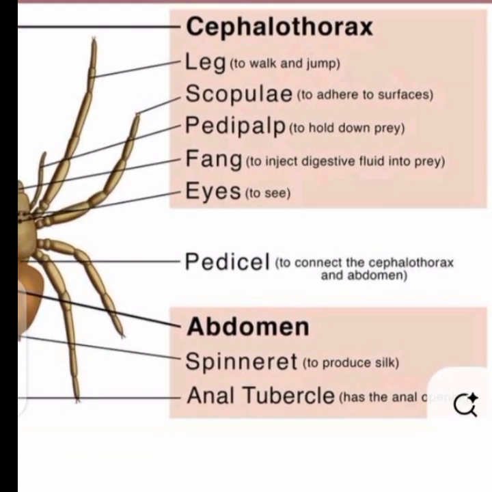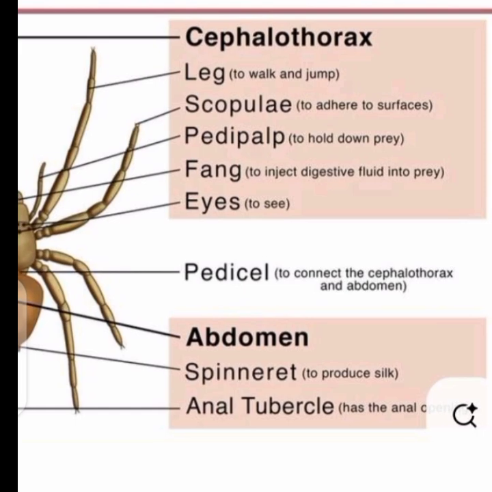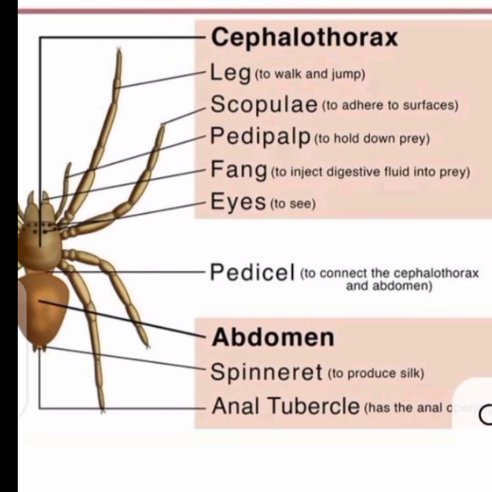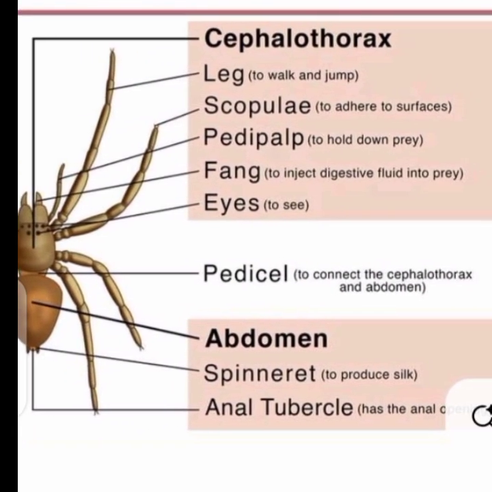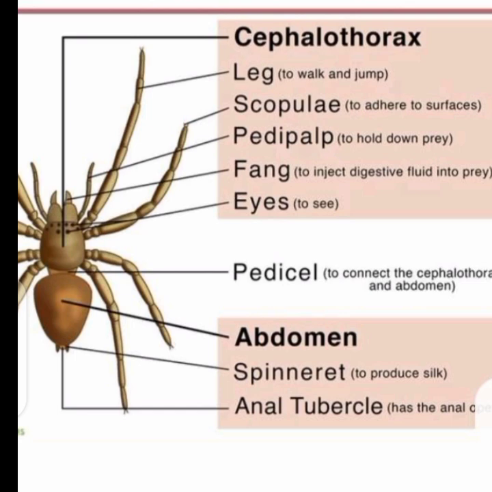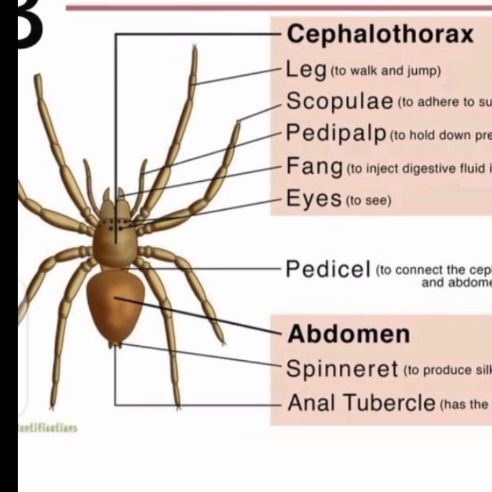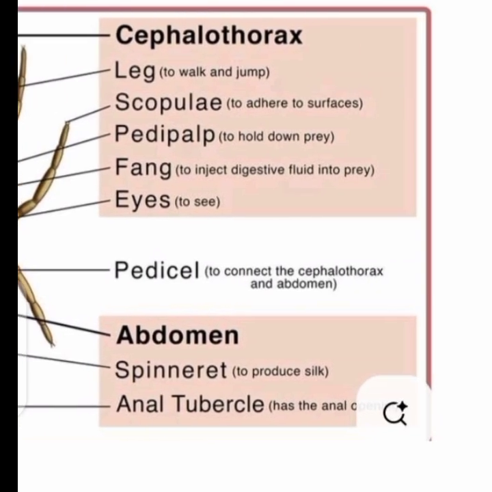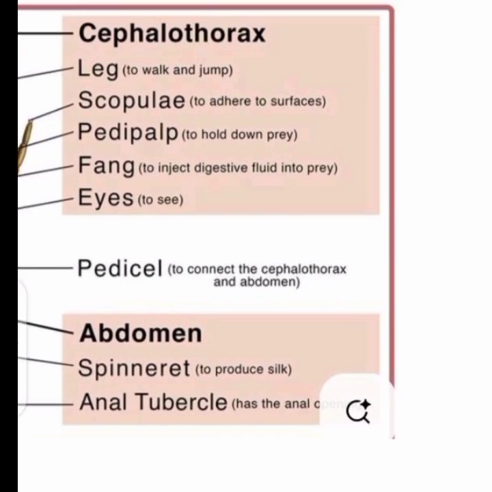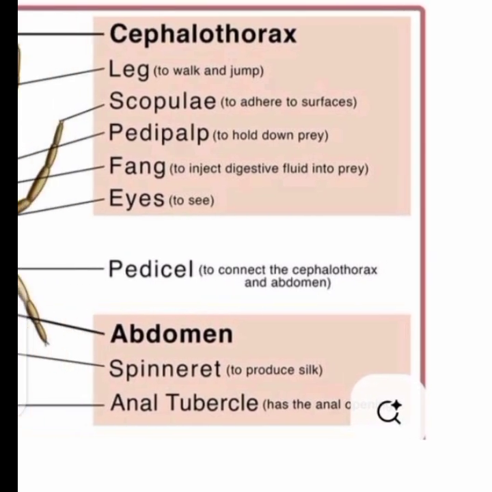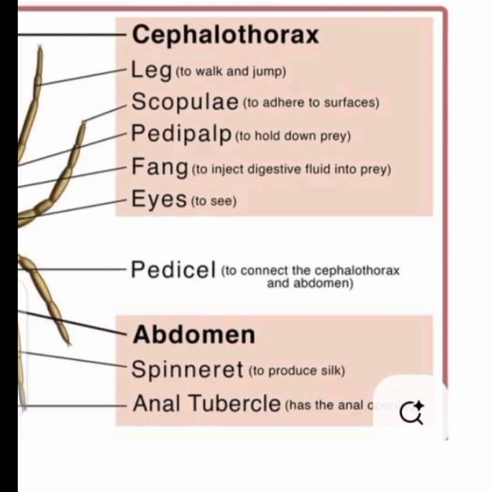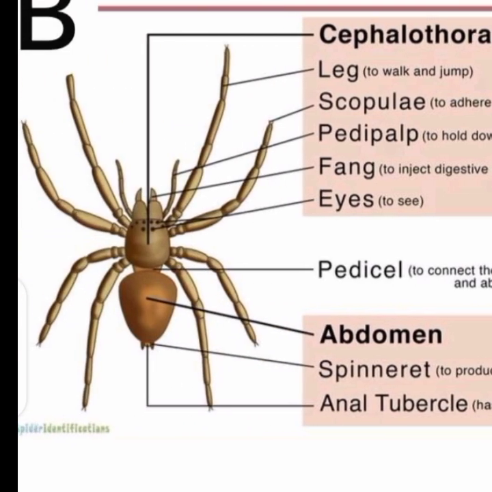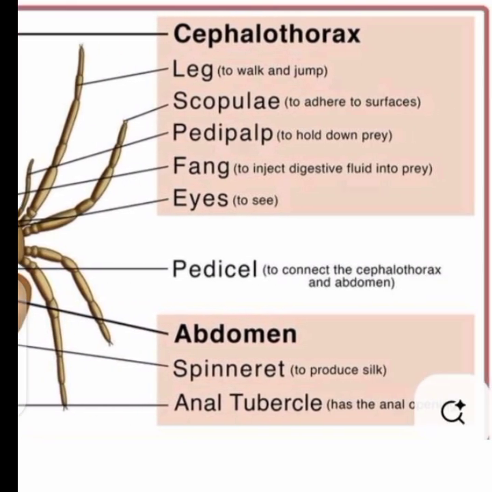So now that abdomen is the down part of it. You see the abdomen does not consist any leg, so there is a part called spinneret. So that is producing silk-like structure. Then we have the anal tubercle. So that is the place where they pass out the excretion, just like they pass out waste products rather.